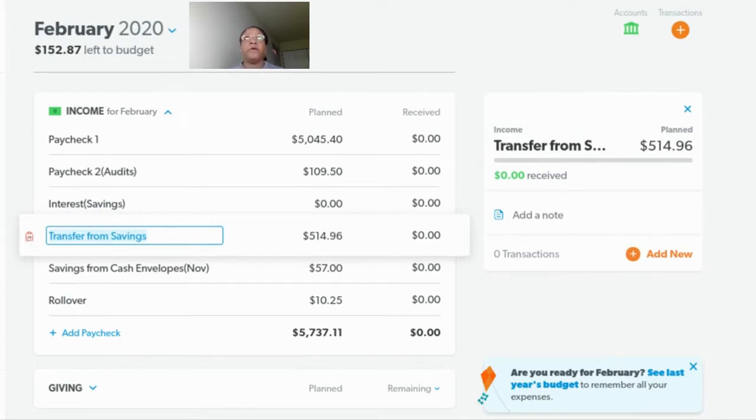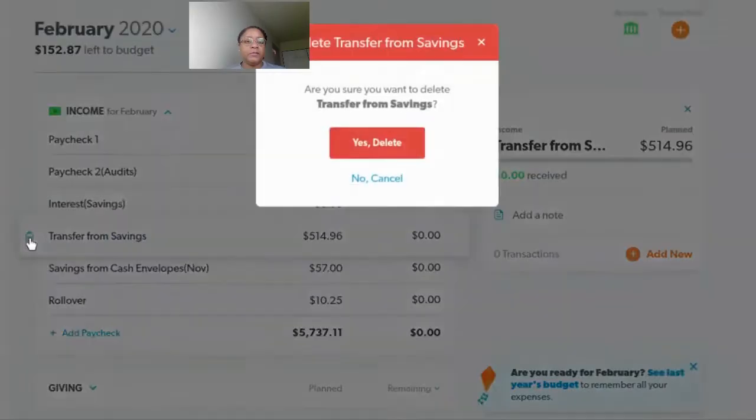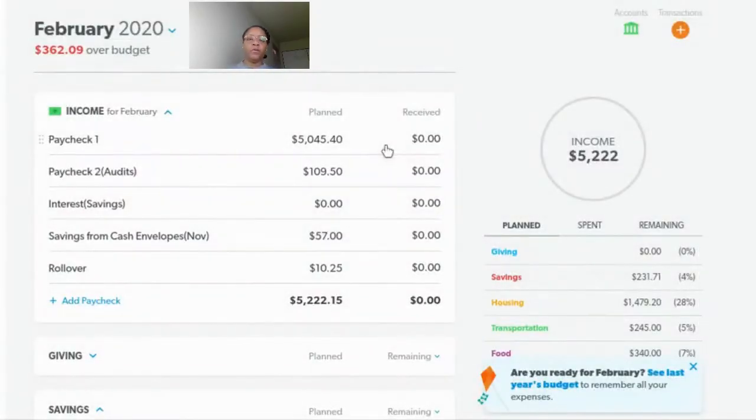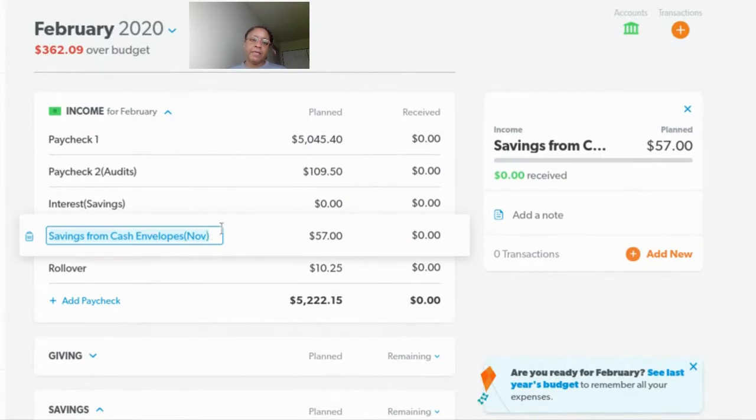For transfer from savings, I don't have anything I need to move from my sinking funds for February, because the one extra bill coming in is for my WeVideo, and my subscriptions sinking fund is already depleted, which means it's not very well planned, and I've got to fix that, which is another video. For savings from cash envelopes, from January's cash envelopes, I'm estimating that I can do 50.